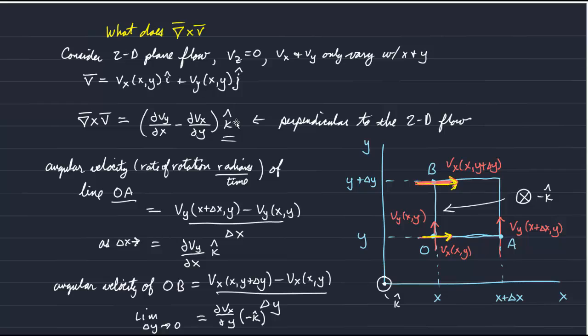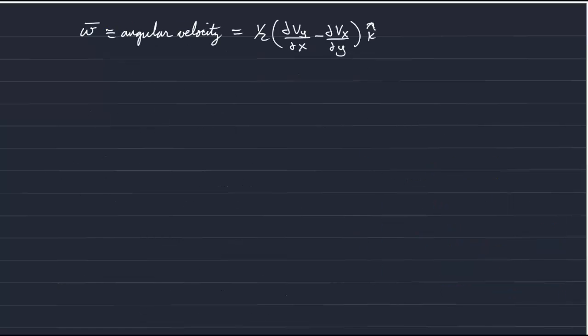Or sorry, the angular velocity. And that is equal to 1/2 the partial of Vy with respect to x plus the angular velocity of the other side, OB, which was in the minus k hat direction, and the magnitude was the partial derivative of Vx with respect to y, and that's in the k hat direction. And with this being the curl of V, you can see that this is equal to 1/2 the curl of V.